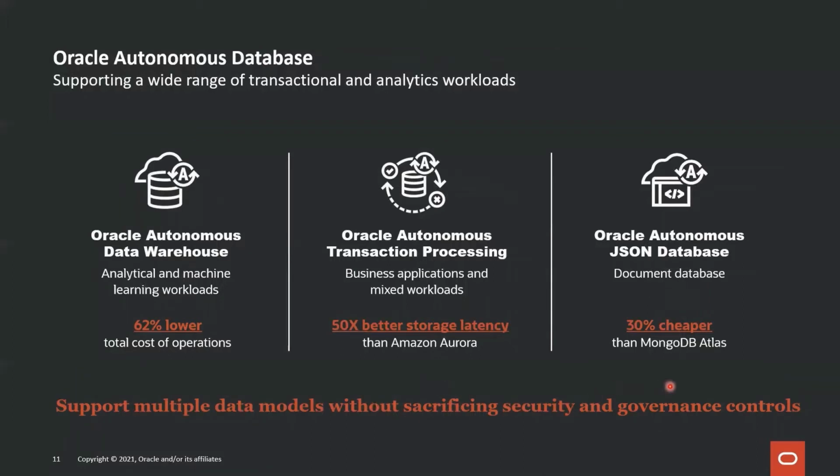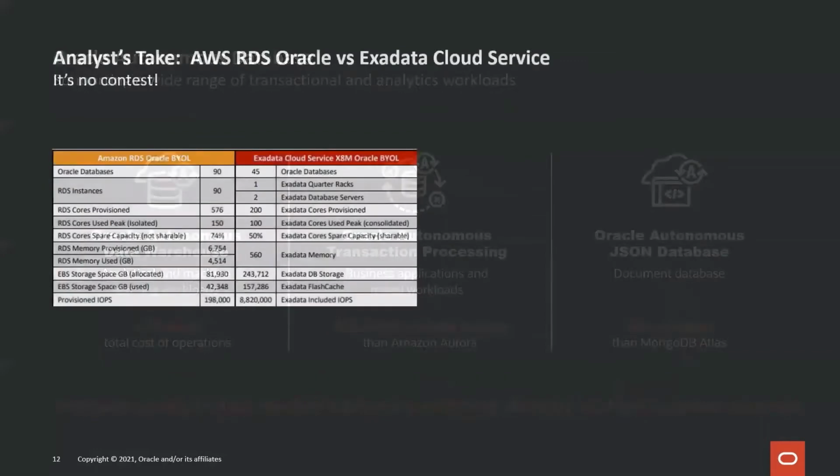And our autonomous JSON database offering is even cheaper than some of the open source databases if you include the cost of enterprise support. Regardless of which Oracle Database Cloud offering you use, you can support nearly any application requirement without sacrificing security and governance controls. And these just aren't our claims. Let's take a look at what analysts say.